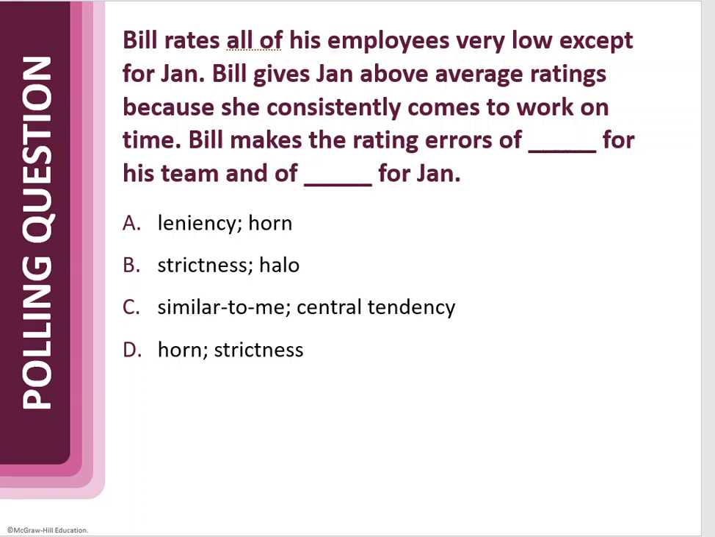Well, the answer is B. Bill makes the rating error of strictness with his team as he favors lower rankings. He makes the rating error of halo for Jan because his opinion of her quality, her punctuality, colors his opinion of her in a favorable light.